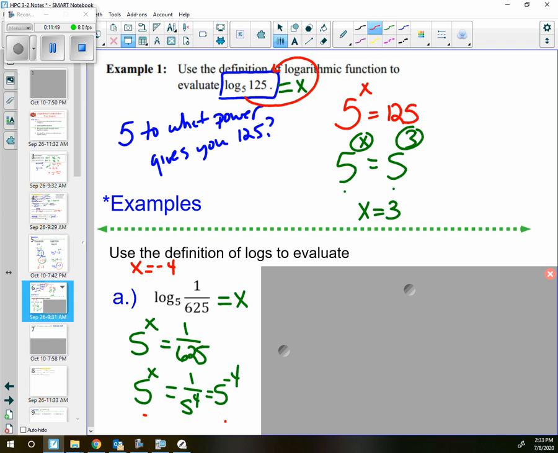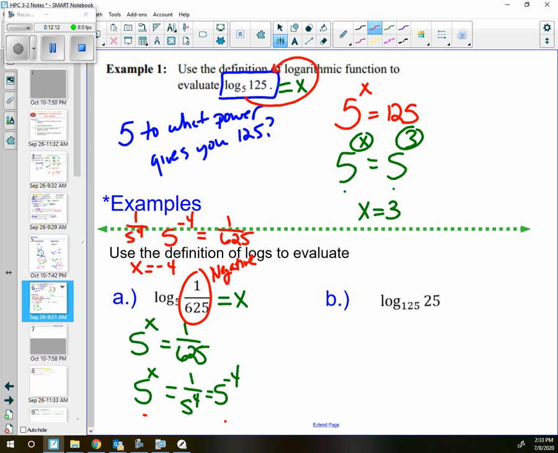So see if that makes sense then. 5 to the negative fourth power would be equal to 1 over 625. Well, for sure. 5 to the negative fourth means 1 over 5 to the fourth, and 5 to the fourth is 625. So rewriting as an exponential can really help. Whenever you see that fraction as your argument, it must mean that it's going to have a negative exponent, right? That's the only way we can get that 1 over.